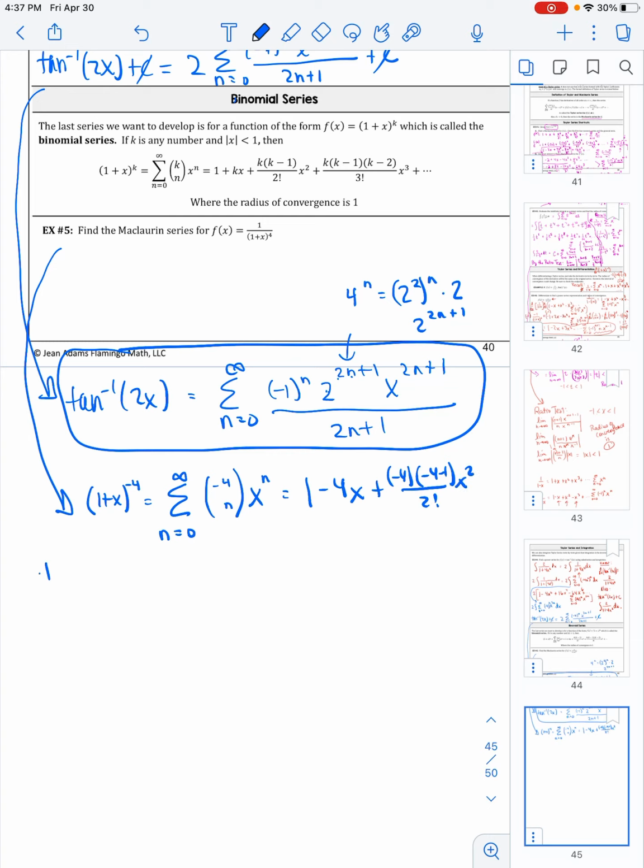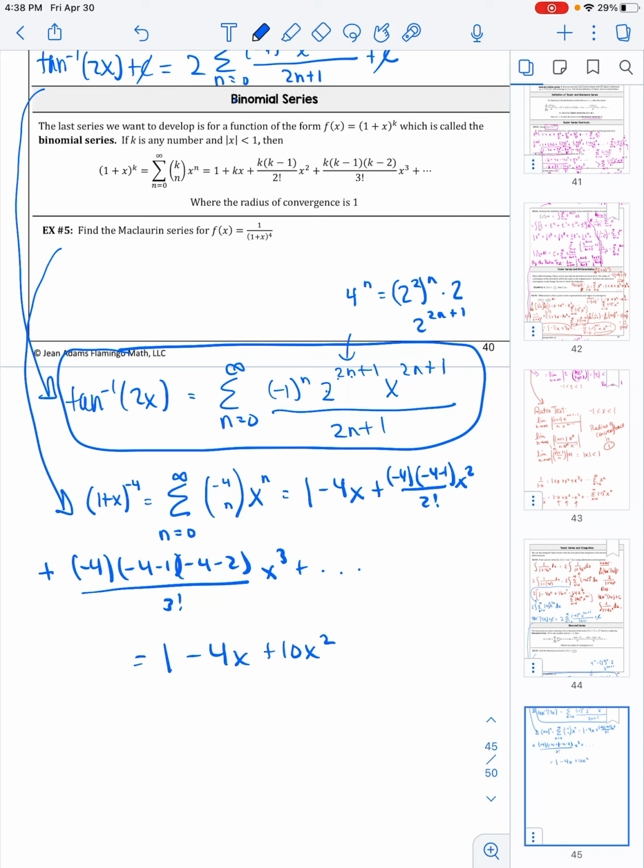And so that one is going to be 1, and then minus 4x, plus negative 4 times negative 4 minus 1 over 2 factorial x squared, plus negative 4 times negative 4 minus 1 times negative 4 minus 2 over 3 factorial times x to the third, plus dot dot dot.